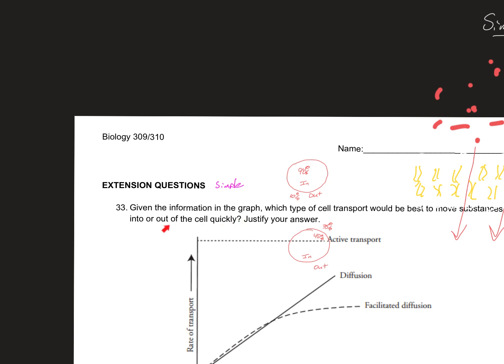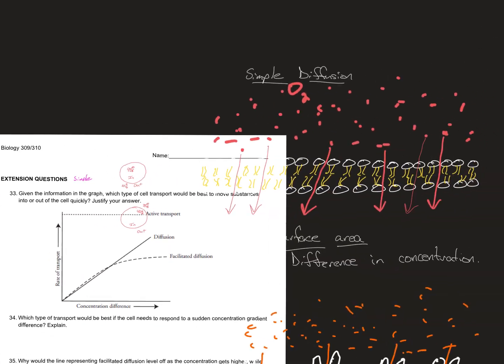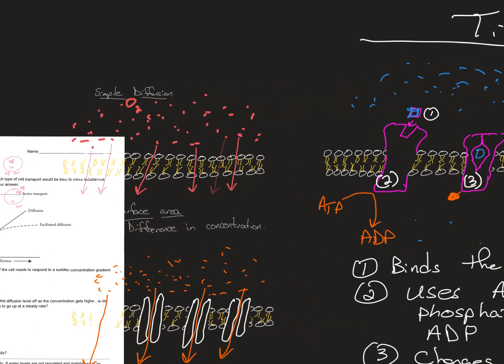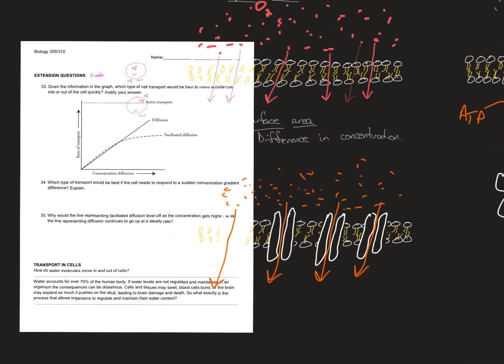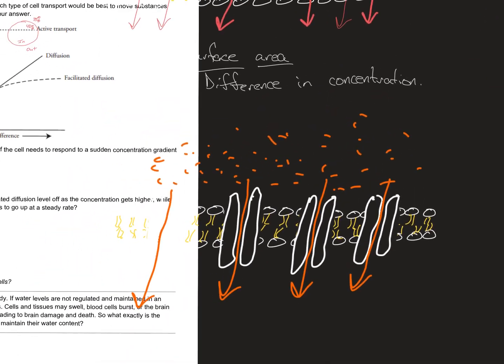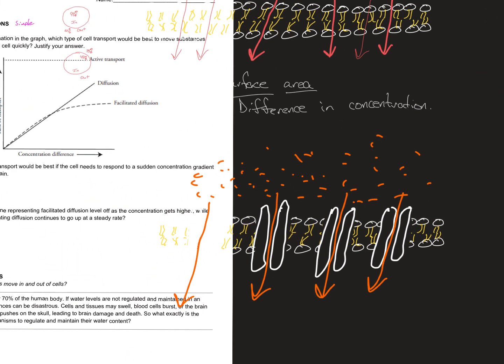But why does it plateau? Why does it stop going up the way simple diffusion does? Well, the answer is that with facilitated diffusion, it's not just the surface area of the cell, because you don't have the whole membrane like you do in simple diffusion. In simple diffusion, the molecules move in between the molecules of phospholipids. So the more phospholipid, the more cell surface you have, the more quickly things diffuse through.